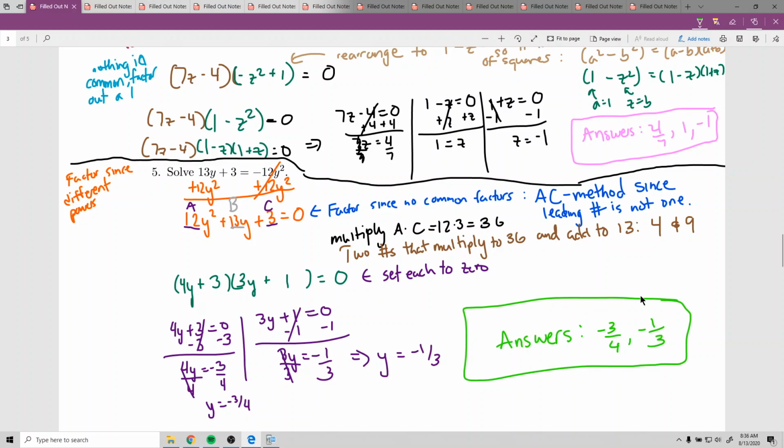Once again, leave everything as fractions, even if the decimals are simple. Like this would be negative 0.75 and it would be done, but it's just best to leave everything as a fraction.